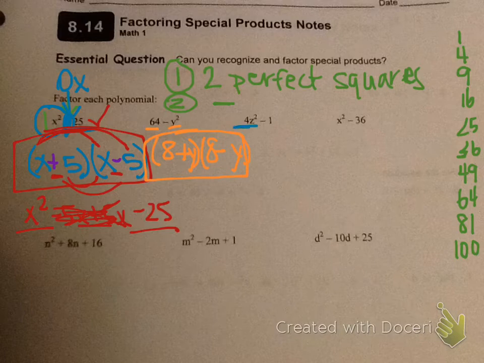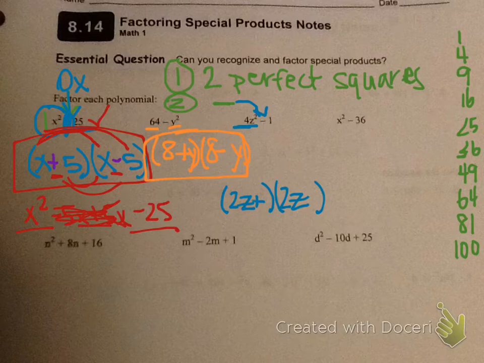4z squared, a perfect square, would be 2z times 2z. We have a minus sign, so 1 plus 1 minus in our answer. And then 1 is also a perfect square. 2z plus 1, 2z minus 1 is our product of binomials.